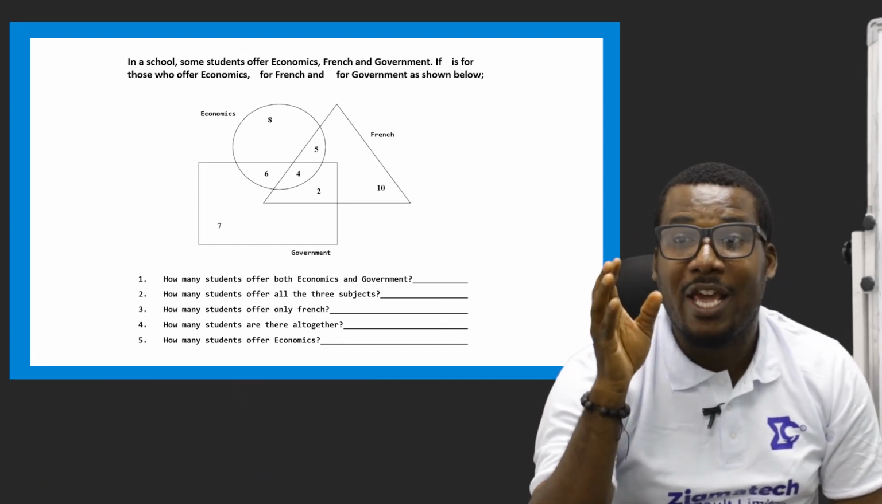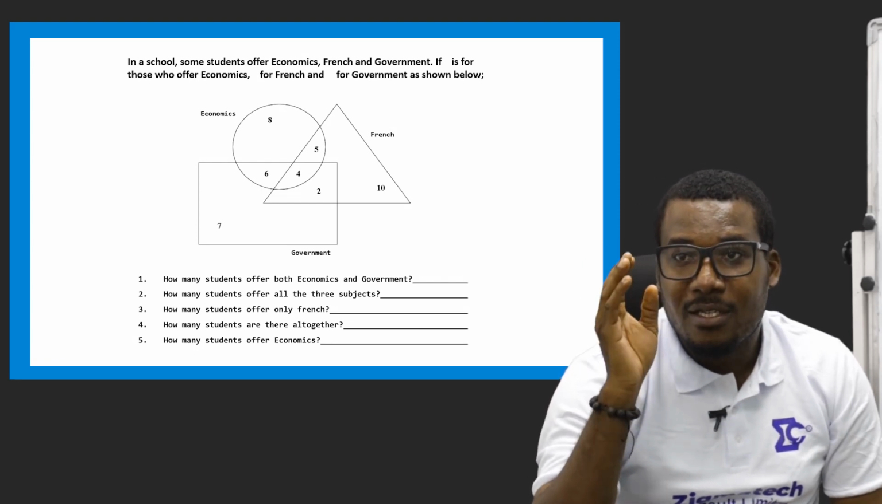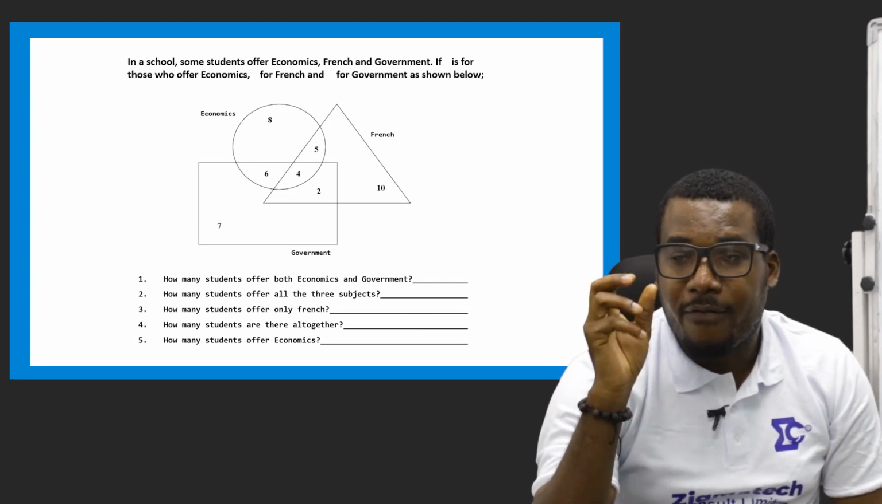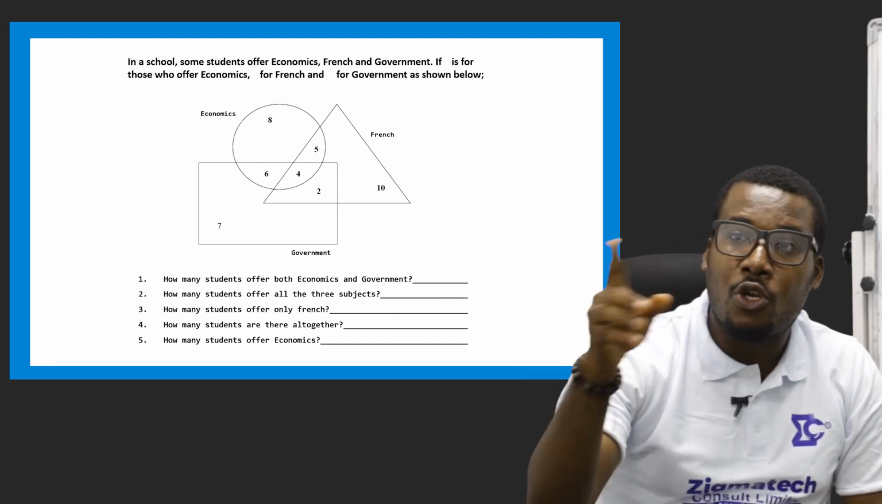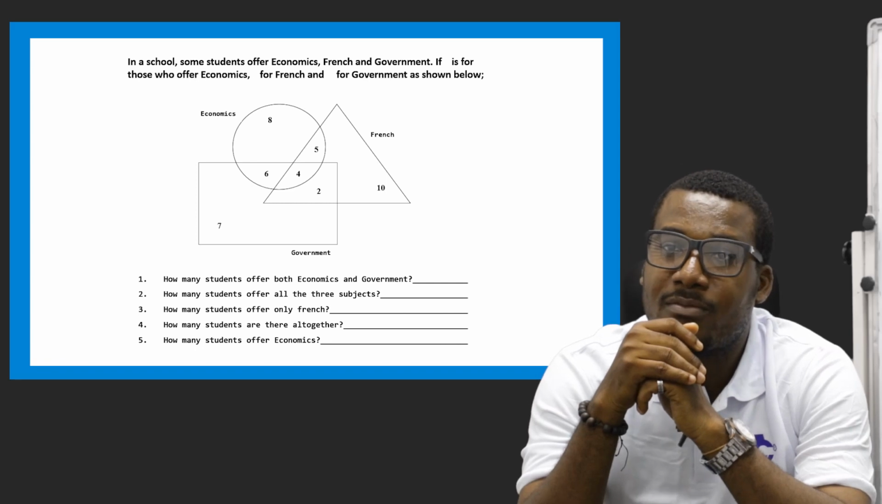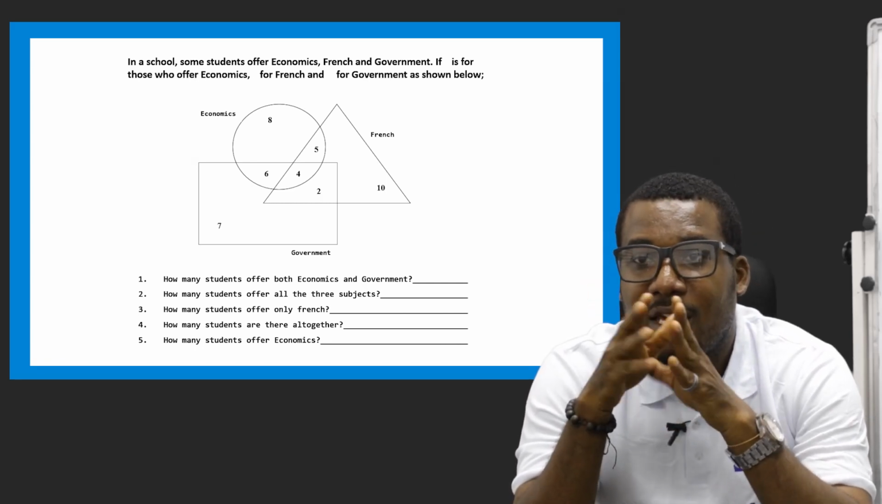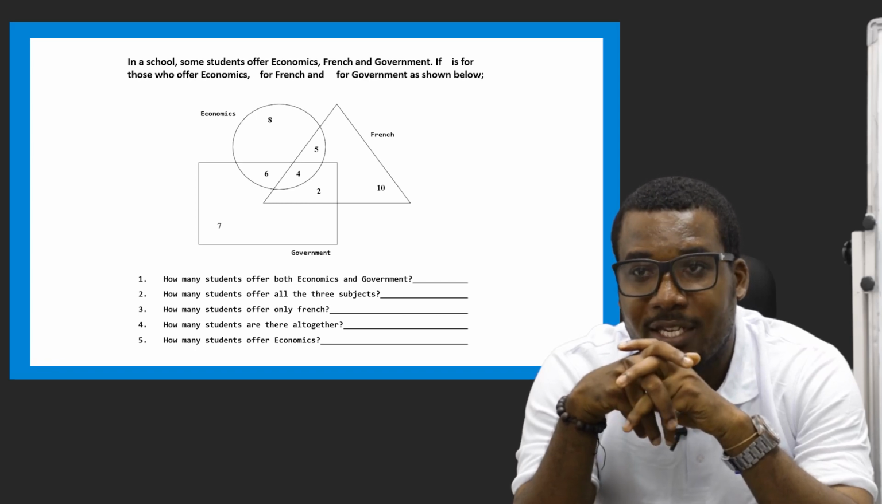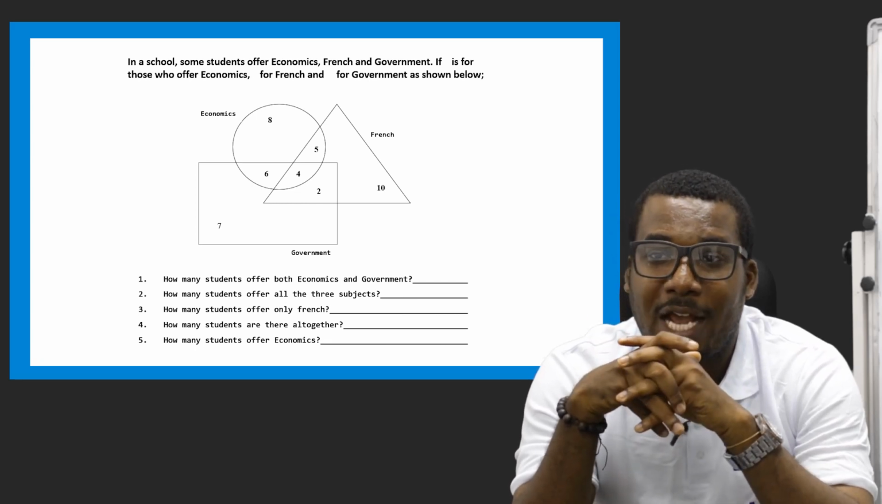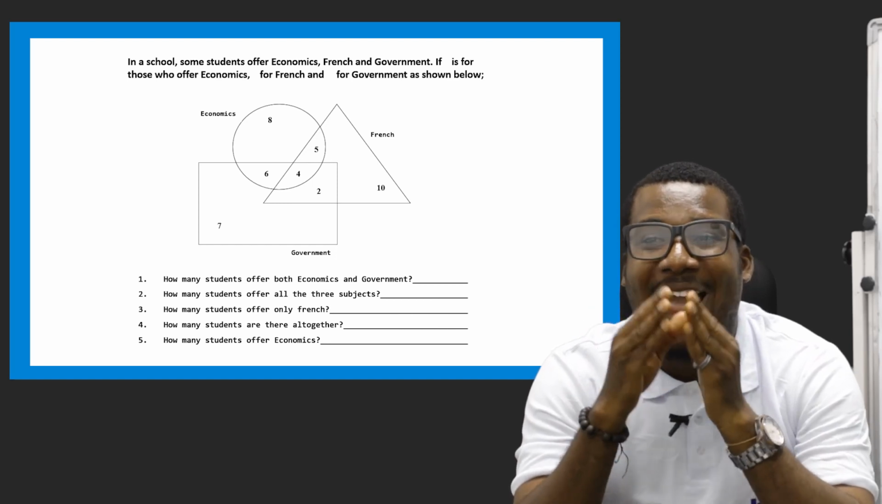Those are the people you're taking interest in. So you're taking the 8, the 6, the 4, and the 5. Those are the people that fall under the circular part, which is economics. By the time you add the 8 with the 6, you get 14. You add 14 with the 4, you get 18. 18 with the 5, you get 23. It then means 23 students offer economics.